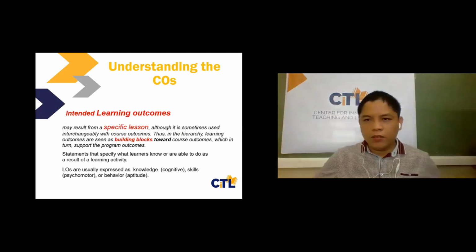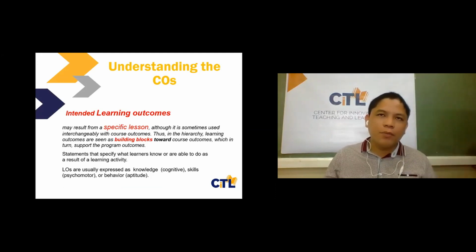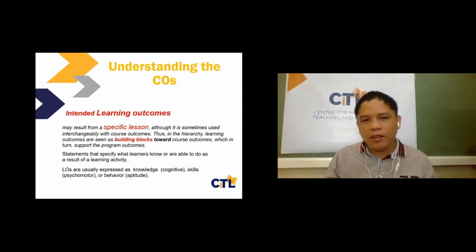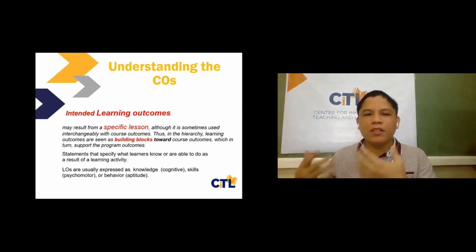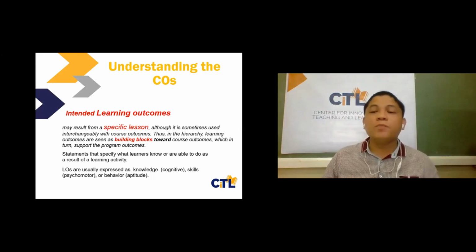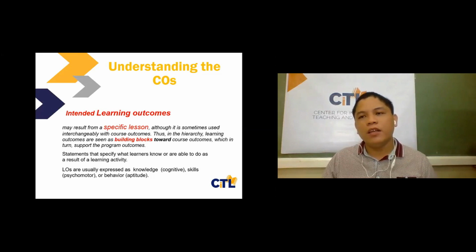Also found in our syllabus are the ILOs, or the intended learning outcomes. The difference between your ILOs and your course outcomes is that ILOs are specific to the lesson. They are a building block towards your course outcomes, so they support your course outcomes. That's why you put them in a column for every topic. For example, a particular topic has an activity, and that activity will make the students do something. That's why it's an intended learning outcome specific to a topic or lesson in your course: a statement that specifies what the learners will be able to know or do as a result of the learning activity.